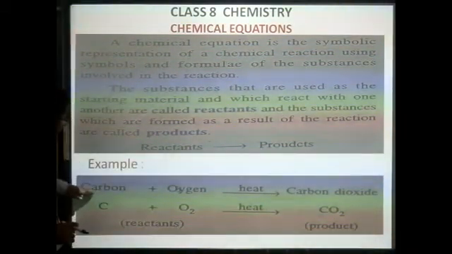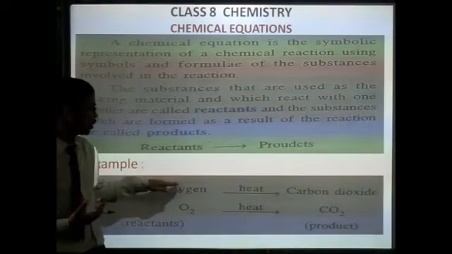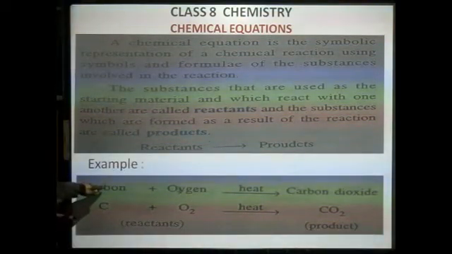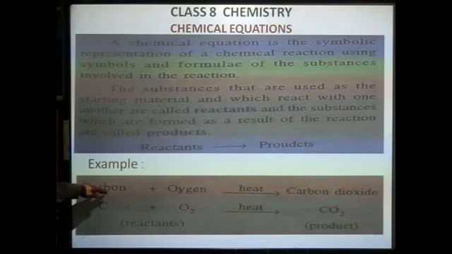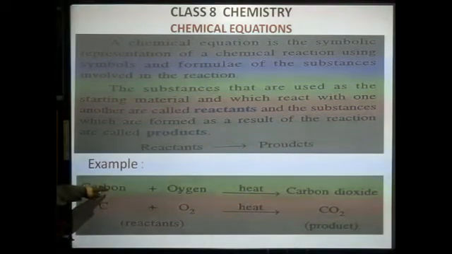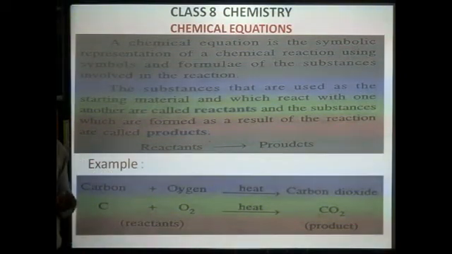So here we are writing this reaction in the form of words. So this is not a chemical equation. This is a word equation, because we are writing the chemical reaction in the form of words.